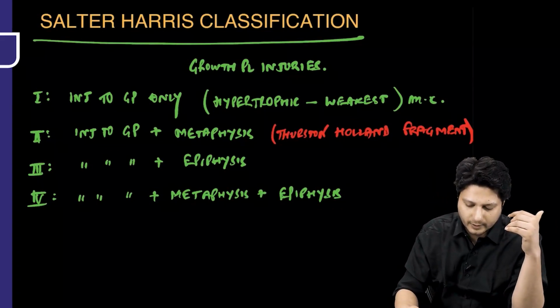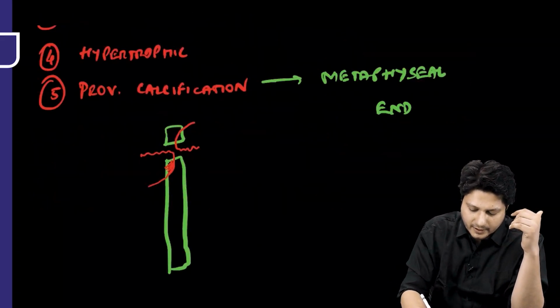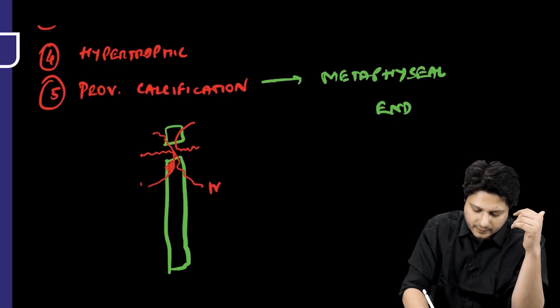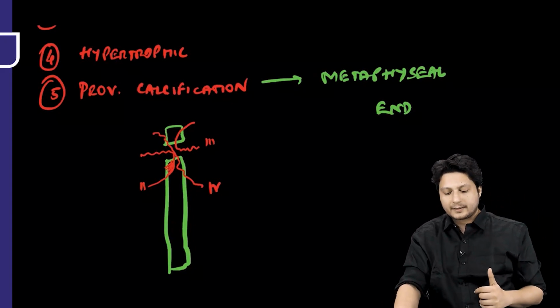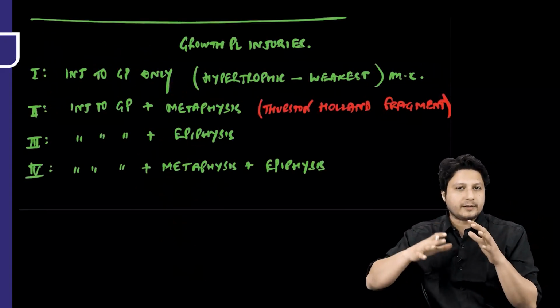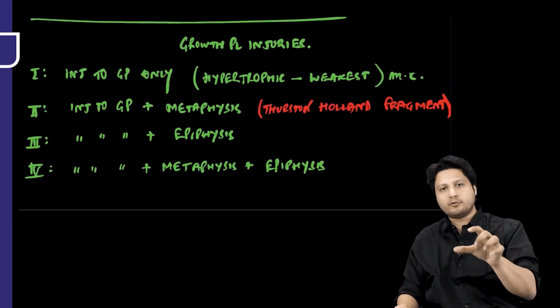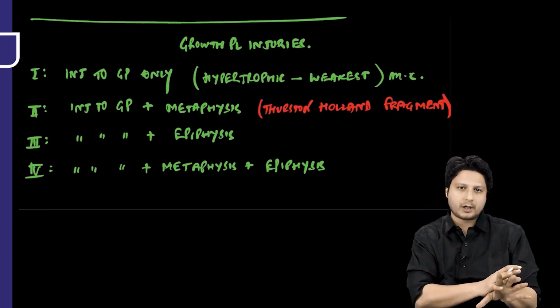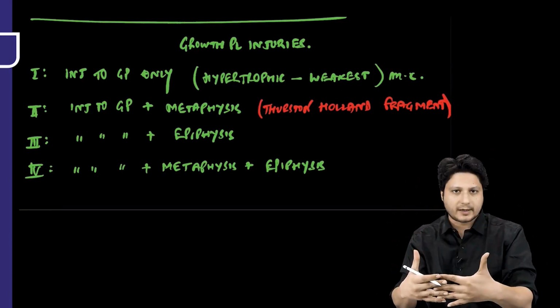So it is not very difficult to understand here also. What will be there in type 4? There will be injury to the growth plate, metaphysis and epiphysis. So this is type 4, this is type 2 and this is type 3. So what you can expect is that out of these 4 different types of injuries, it is very clearly evident that type 1 would have the best prognostic outcome, while type 4 would have the worst prognostic outcome.